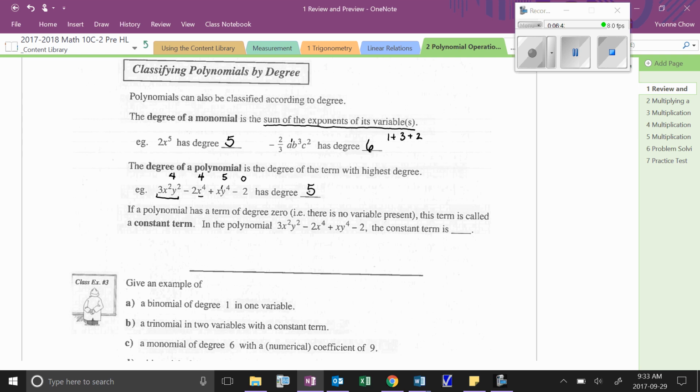So you won't add across multiple terms. You can add within a term, but if we have multiple terms, just simply take the highest value for a term. So you still have to add in each particular term. If a polynomial has a term of degree 0, so there's no variable, then that is our constant. And so in the polynomial 3x squared y squared minus 2x to the fourth plus xy to the fourth minus 2, the constant term is negative 2. So we always want to include the negative as well.